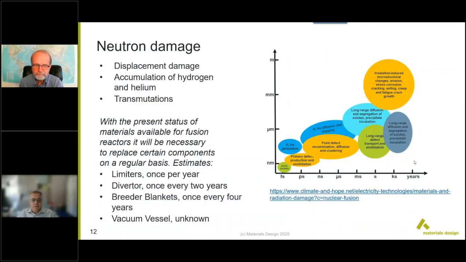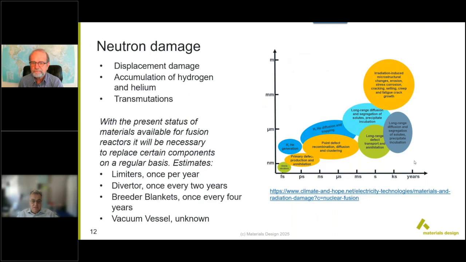A little more on neutron damage. I won't go, in the interest of time, into too much detail on the right-hand side, except to say that, again, defect creation can happen on the level of nanoseconds, but also many phenomena really from a modeling perspective require modeling across the length scales. Some of them will happen over periods of seconds, minutes, hours, or even years in the case of long-range diffusion, segregation, and so on, and irradiation-induced microstructural changes.